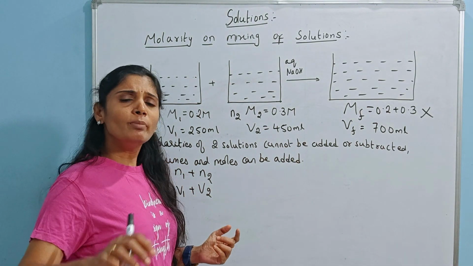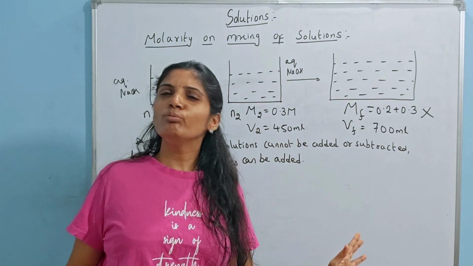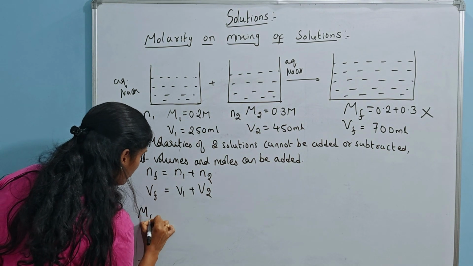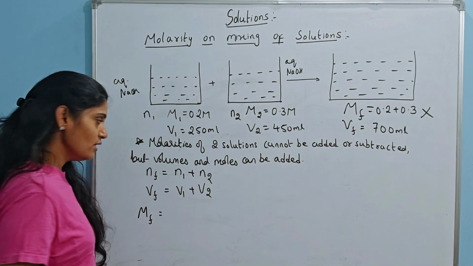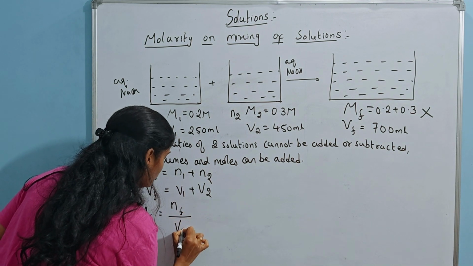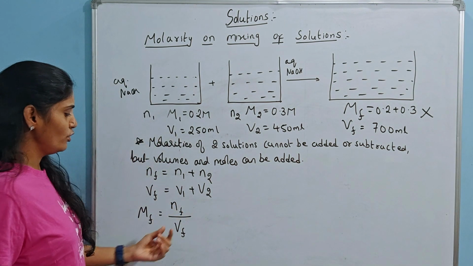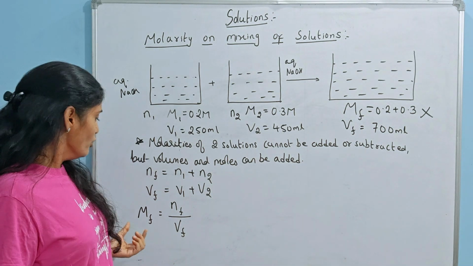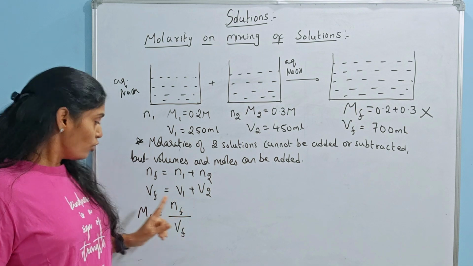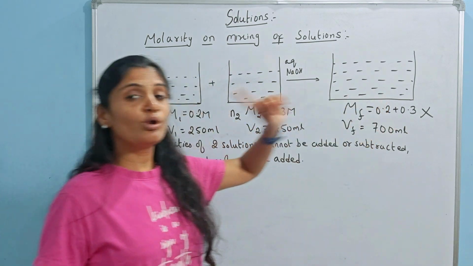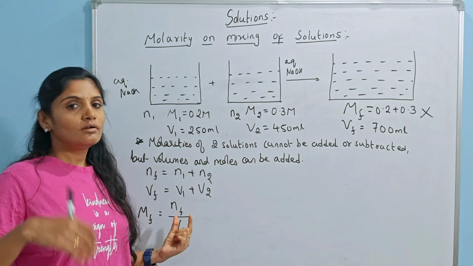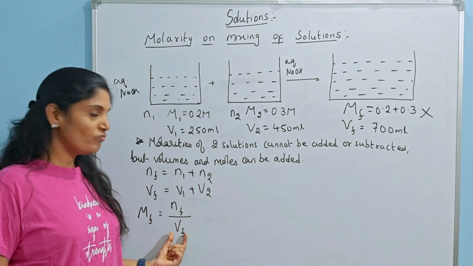Now, you people know the formula of molarity. We have been doing molarity in a lot of detail. So here, for my final molarity, what is the formula of molarity? Number of moles of solute divided by volume of the solution. So molarity is equal to number of moles divided by volume. So how will I calculate the final molarity of the solution? By dividing the total number of moles by the final volume.